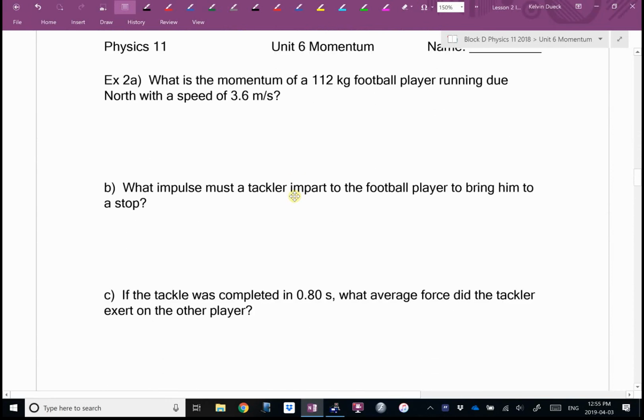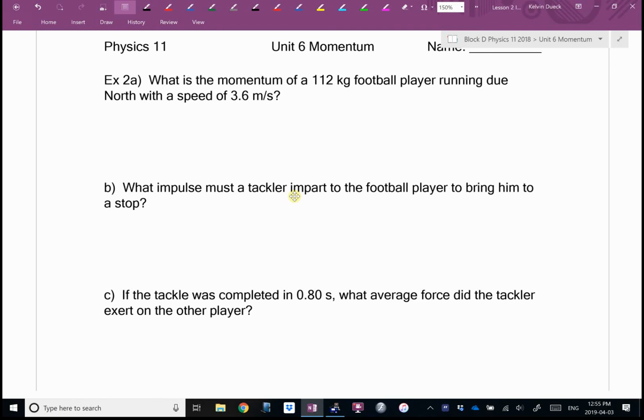Example 2. Who are my football players here? Okay, let's do a little football physics. What's the momentum of a 112 kilogram football player running due north with a speed of 3.6 meters per second? Is this asking me to find a change in momentum? In other words, do you see the phrase change in momentum here? Everybody say no. So it is not asking me to find an impulse. What's it asking me to find?